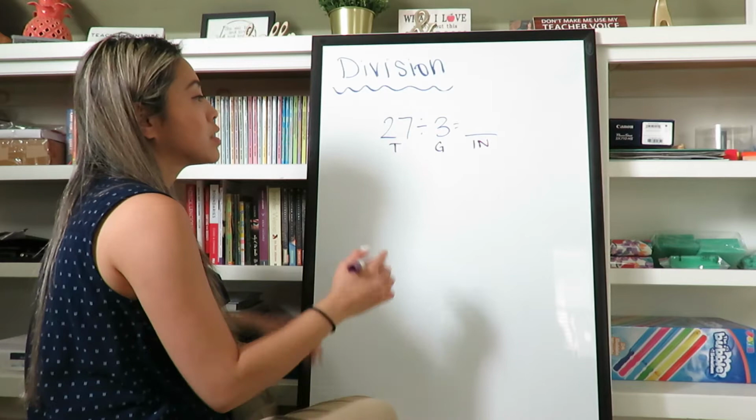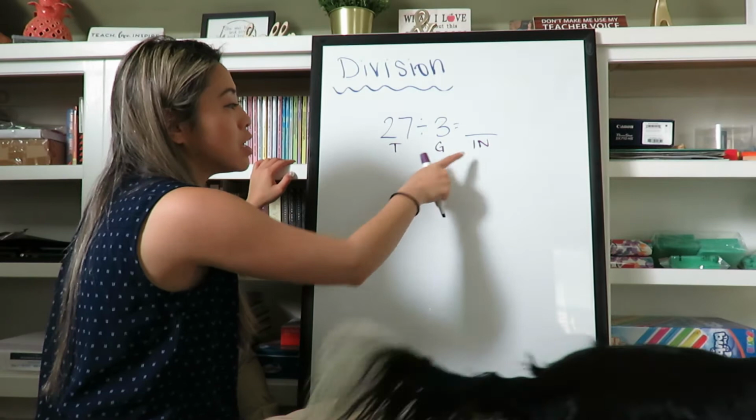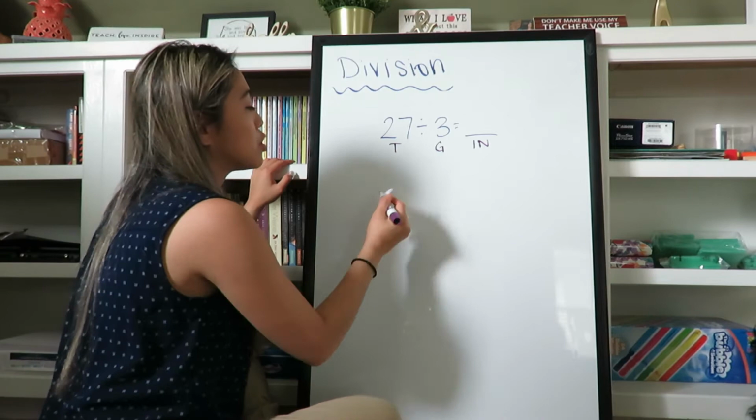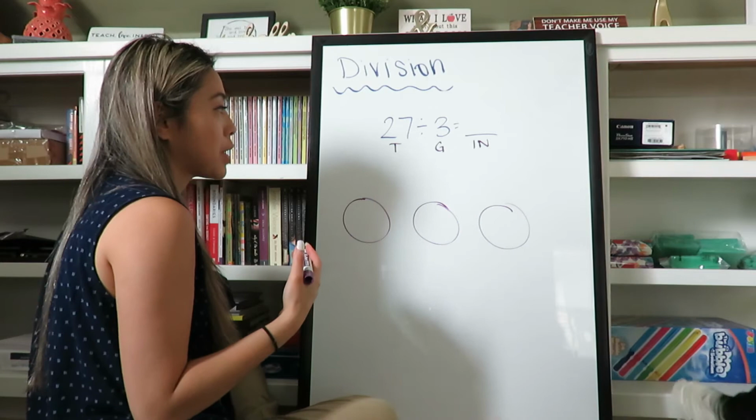You have to look at what information is given already. We have our total, we have groups. We don't have in each. So I don't know how many goes in each group. In multiplication we do, but not in division. So I'm going to draw three groups. Again, we're going to tally it up. We're going to stop at 27. Let's start with the first box. Go ahead and count with me.